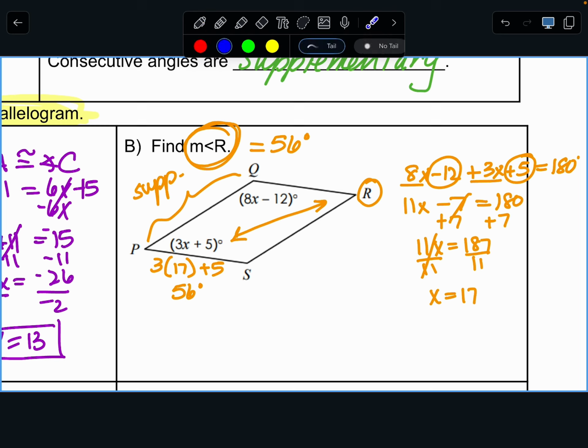So first you had to know that these two could be supplementary, and then I had to know that opposite angles were congruent and substitute with my x value.